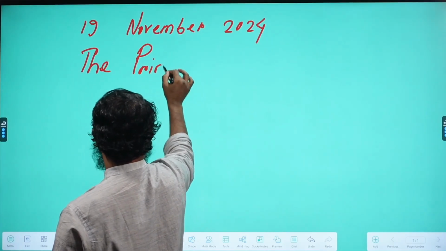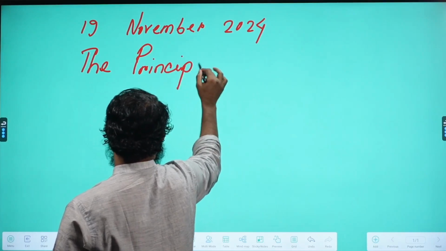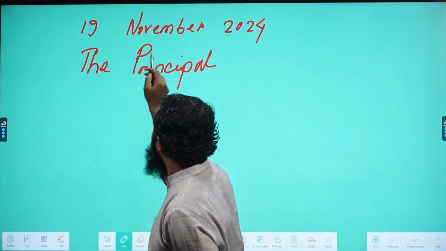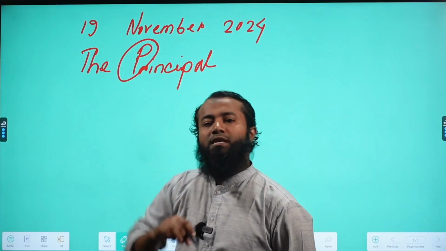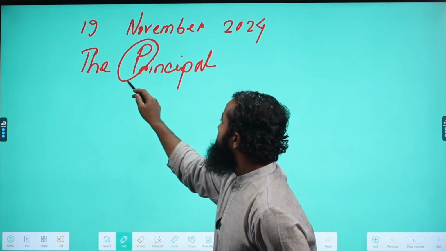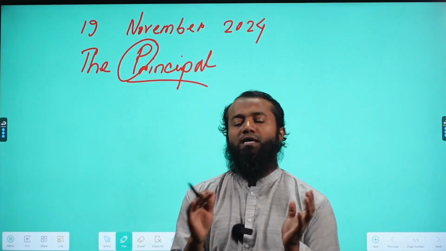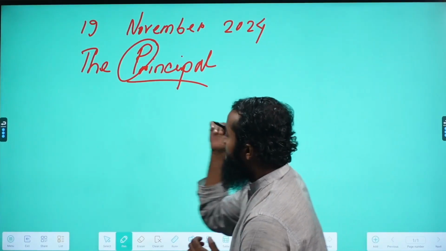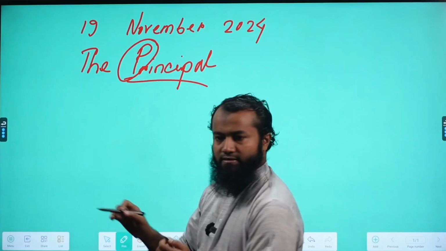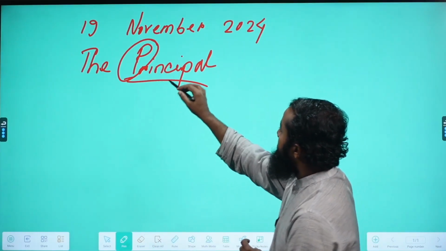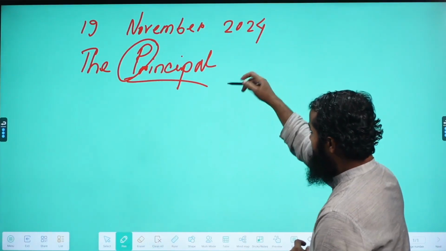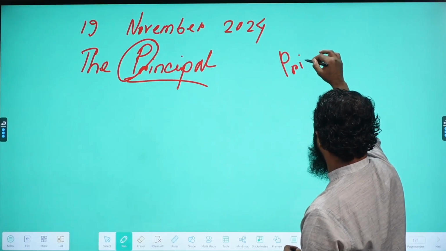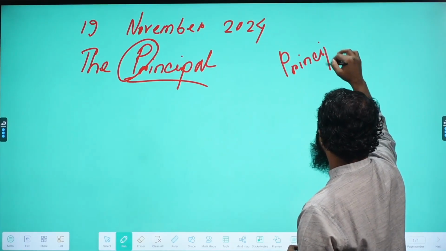Here the letter P should be capitalized because it's the name of a post, and we know that when we're writing a post name, we capitalize the first letter. Then someone writes the spelling of the word principal in this way: principle.